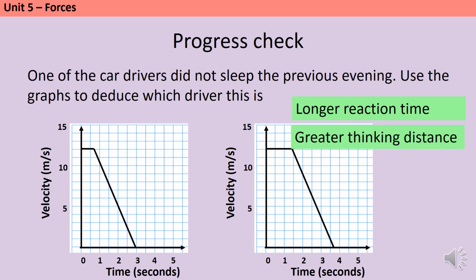Secondly, we can say that he has a greater thinking distance. If we worked out the area under these 2 graphs, under the horizontal part, which represents his reaction time, we would see that the area under the horizontal part of the graph on the right is greater. And finally, we could also say that he has a greater stopping distance. So again, if we worked out the area under the whole graph, we would also find that it is greater for the graph on the right.